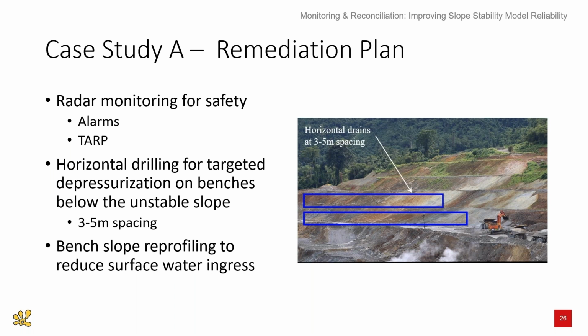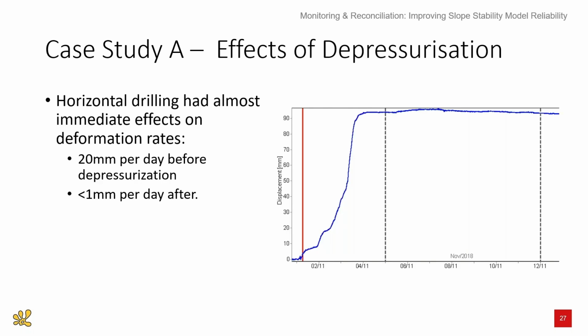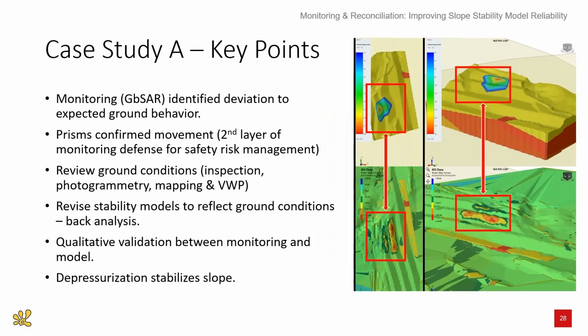So we started a remediation plan: radar monitoring with tarps and alarms to keep people safe, and started doing horizontal drilling for depressurizing the slope. This was incredibly effective. Basically, after the horizontal drains were drilled, the movement almost immediately stopped.